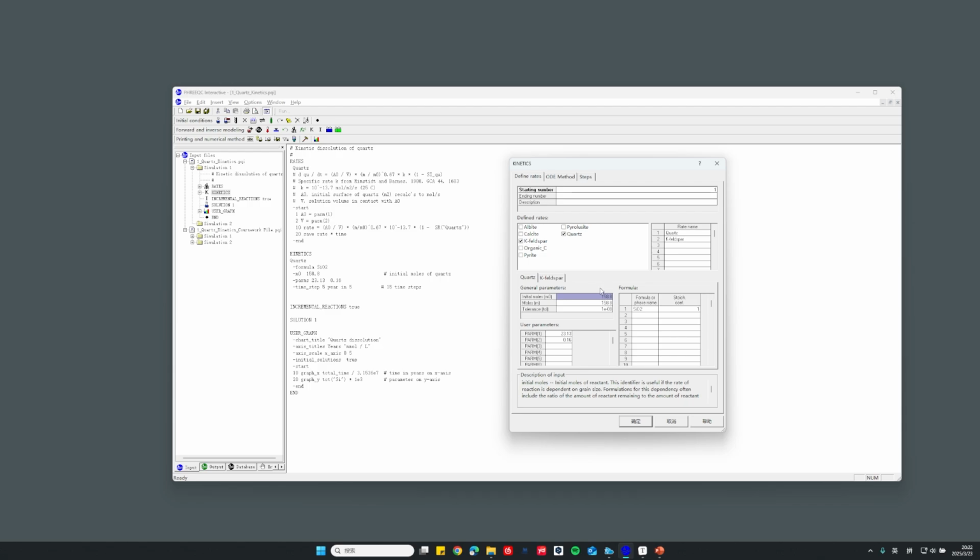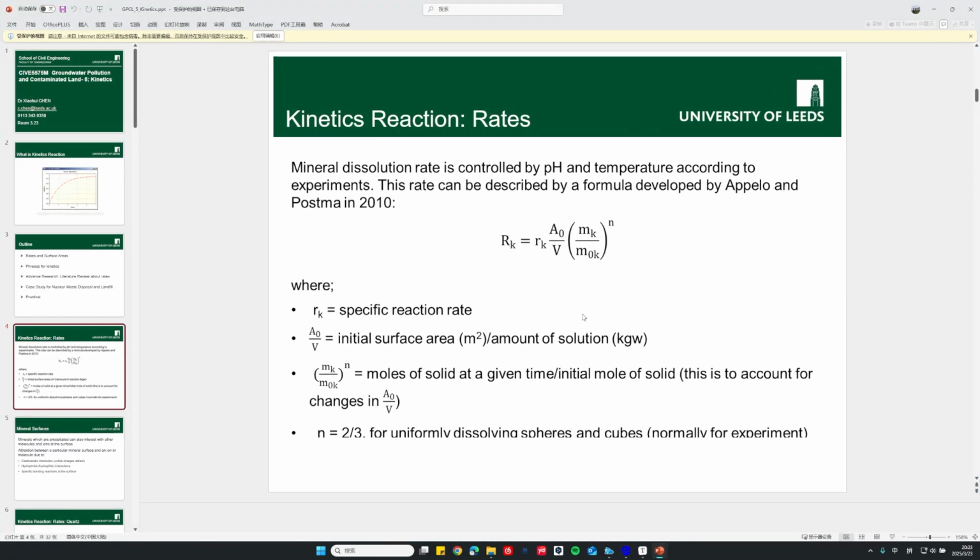So another thing is, why did I set these two values the same? This is because if you go back to the lecture slide, you will see the M_K and M_0K. It's like the moles of solute at a given time, and also the initial moles of solid.